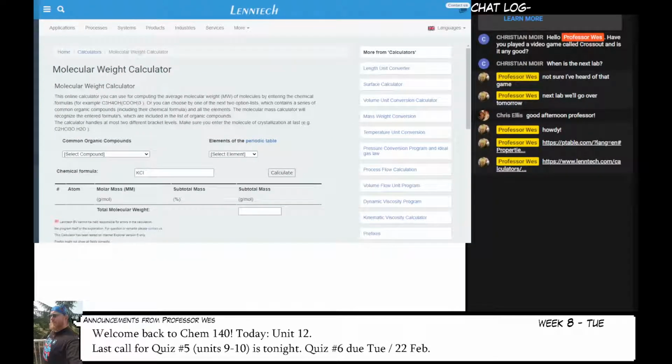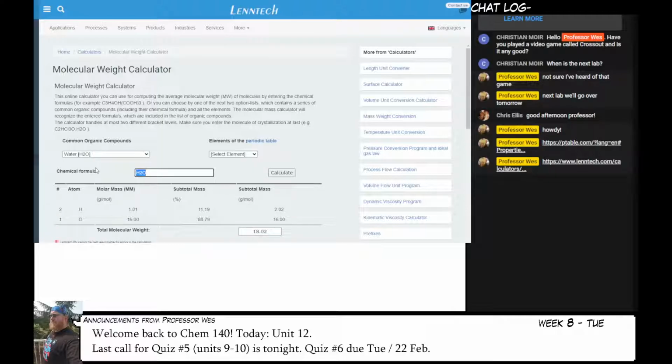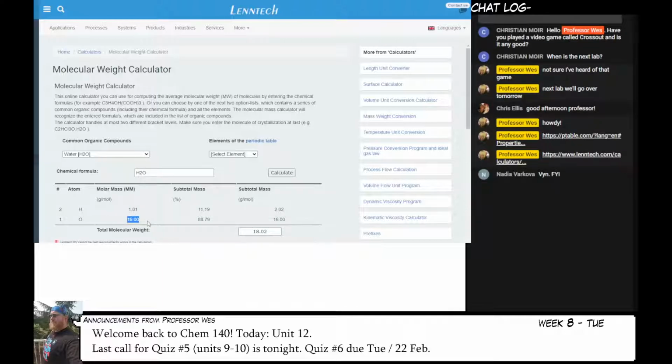So Lenntech has what's known as a molecular weight calculator. Basically, you type in your formula. I already had KCl because I was doing something else in here. You hit enter, and it says, oh, hydrogen weighs 1.01. Oxygen weighs 16. I'm going to sum all those together, and here's the result.